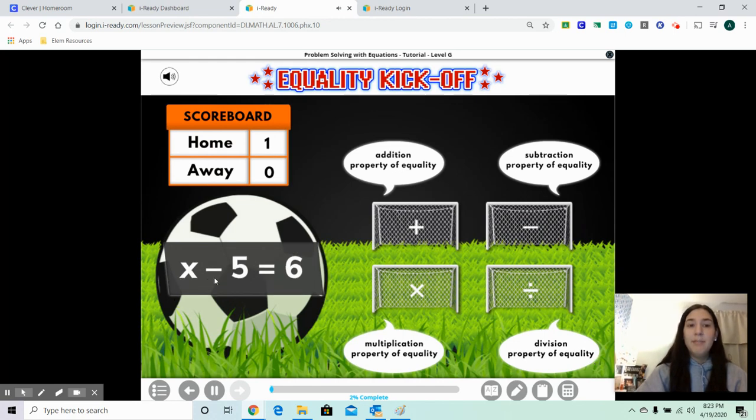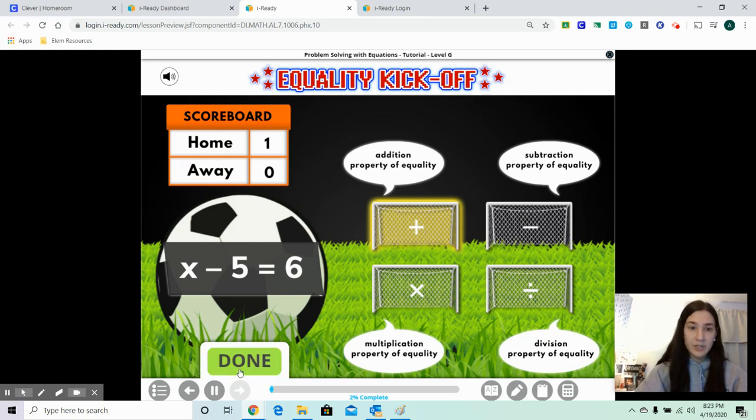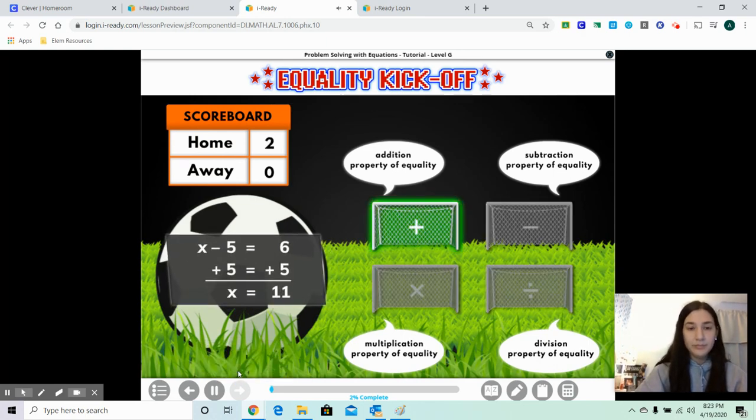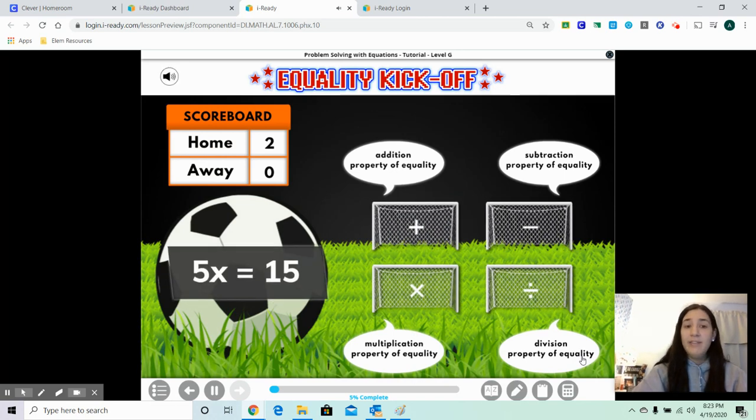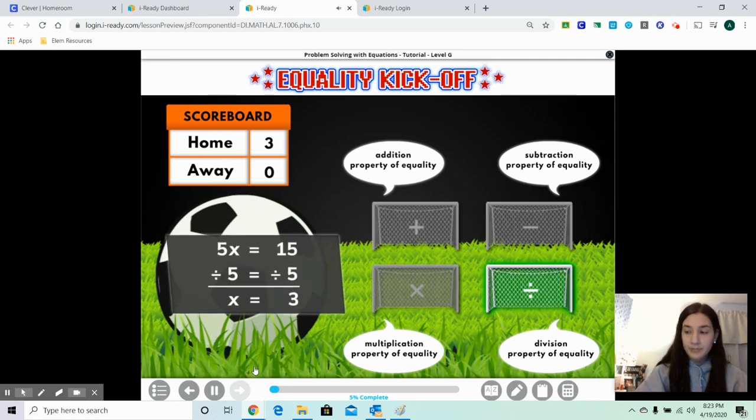Next, we have x minus 5 equals 6. So right away we see the minus 5. We know the inverse operation of subtraction is addition. Score! We have 5x equals 15. We know the 5 and the x are attached by multiplication. So the inverse of multiplication is division. Score!